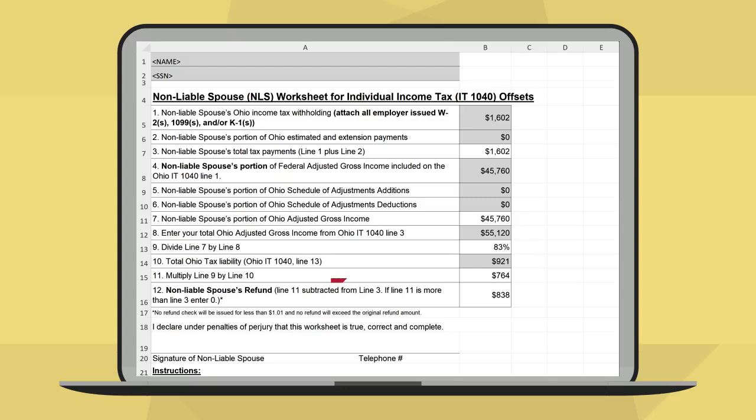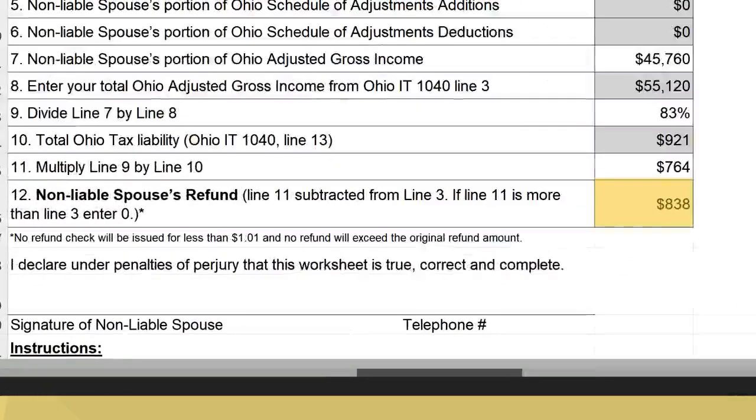Finally, we've reached line 12, the non-liable spouse's refund. To find this amount, subtract line 11 from line 3 of this worksheet. This line is automatically calculated if you're using the electronic worksheet. This total represents your protected portion of the refund.